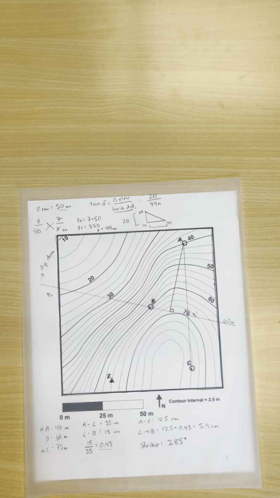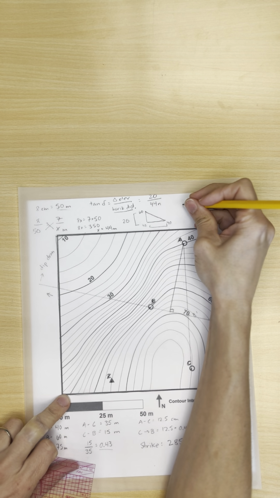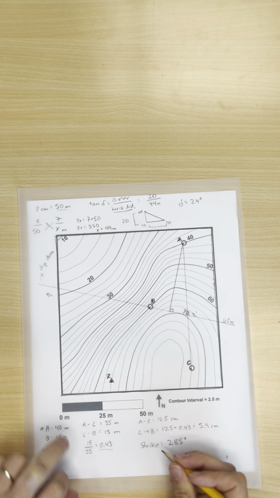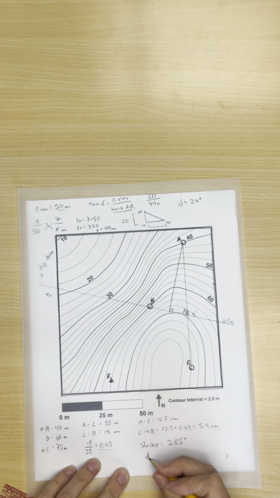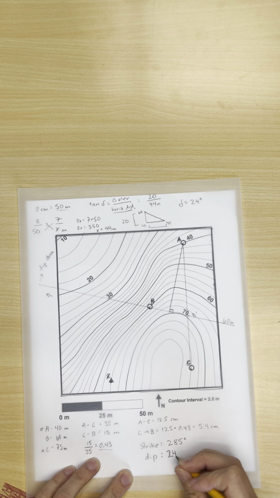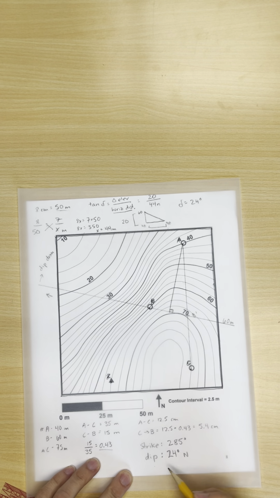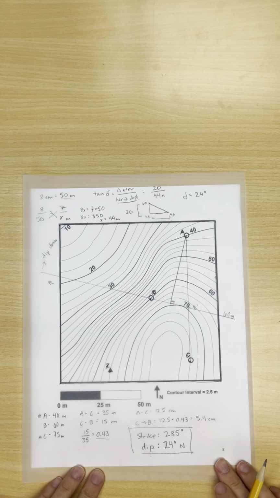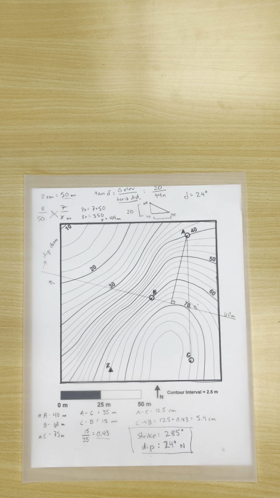We'll go 20 over 44, and then we'll take the inverse tangent of that, and we will get a dip of about 24 degrees. So our strike is 285 degrees. Our dip is 24 degrees north. And that is how to use a 3-point problem to solve for strike and dip.